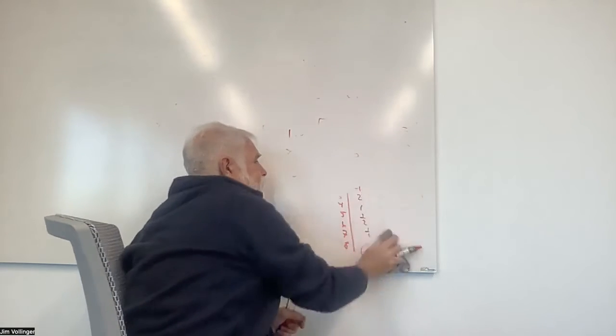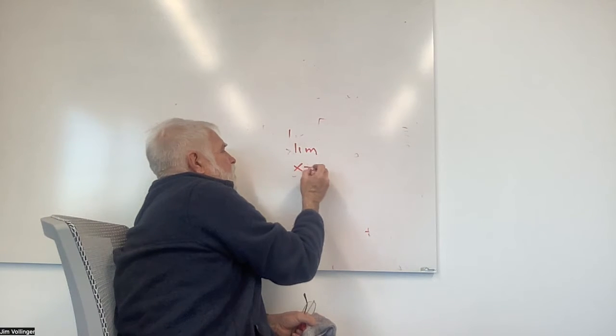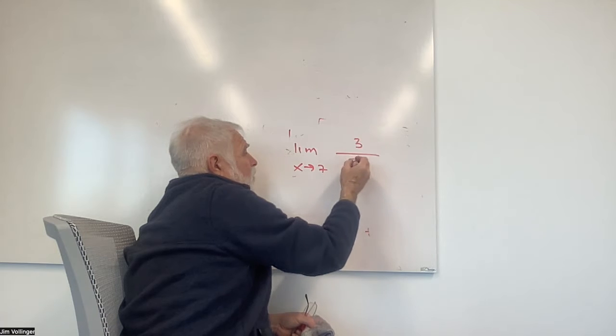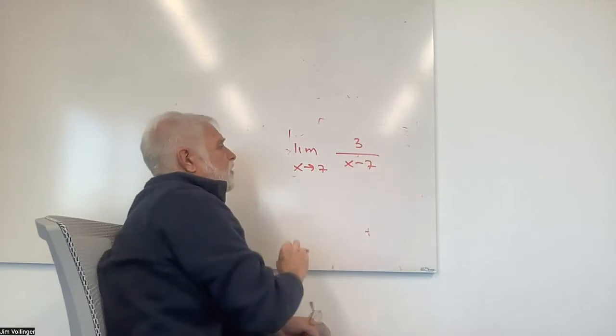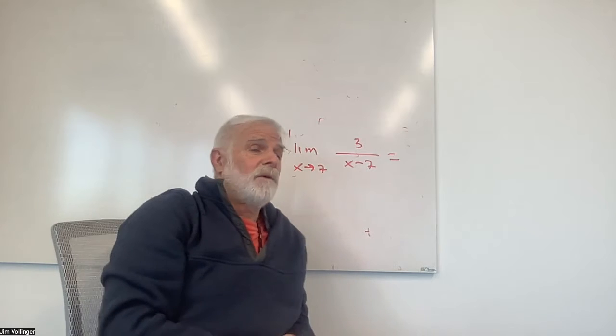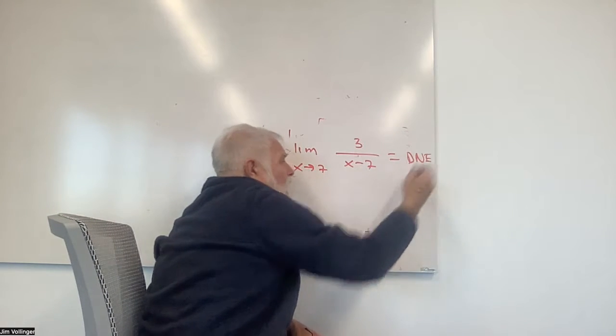Another problem. How about we do the limit as x goes to 7 of 3 over x minus 7. I guess I like the number 3. Well, if you know what the graph looks like, you already know your answer does not exist. Then let's look at y.